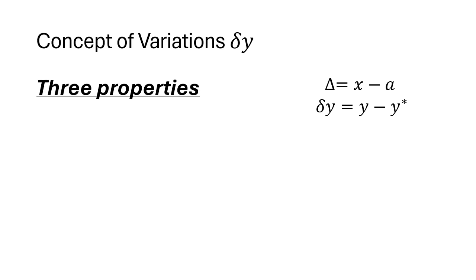The visualization of delta y is difficult compared to delta. However, delta y is characterized by 3 properties. First, delta y should be very small. In mathematical terms, delta y should be infinitesimally small and very close to 0.